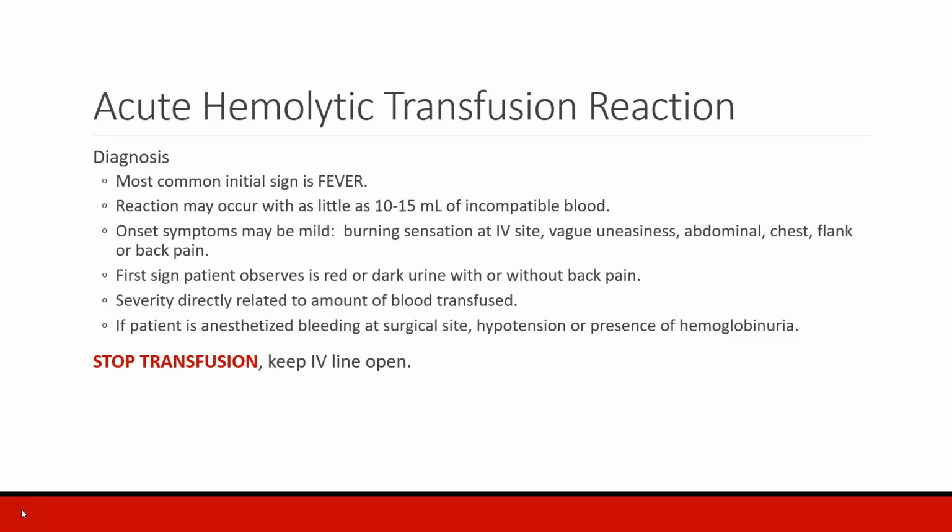The onset of symptoms may be mild. There's a burning sensation at the IV site. The patient may experience vague uneasiness. They'll tell you, I think I'm going to die, and they do. Abdominal, chest, flank, or back pain. The first sign the patient may observe is red or dark urine with or without back pain. So they need to go to the restroom and they pee in the toilet and they notice it's red. They should immediately contact the nurse because this is bad.